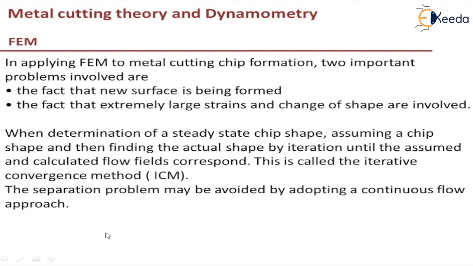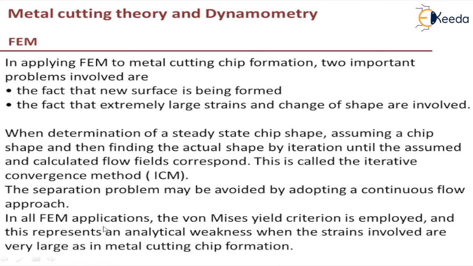So in all FEM applications, the von Mises criterion is employed. You have different failure theories. In FEM applications, the von Mises yield criterion is employed, and this represents an analytical weakness when the strains involved are very large, as in metal chip formation. So this is about the FEM method.